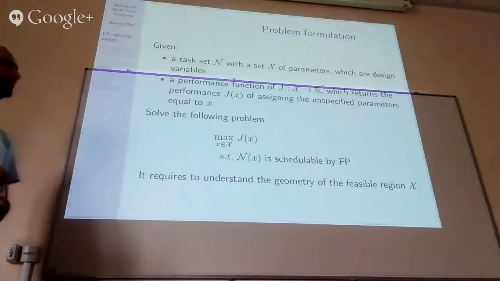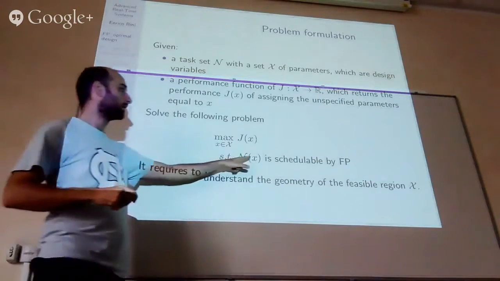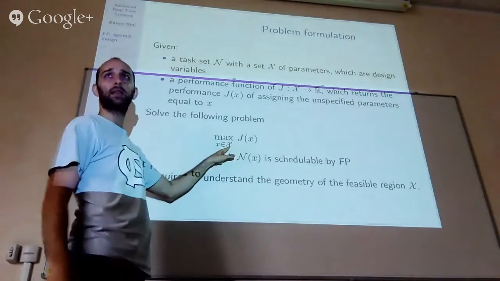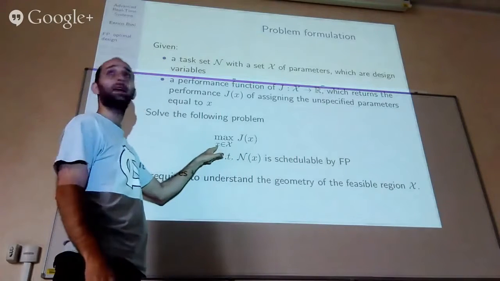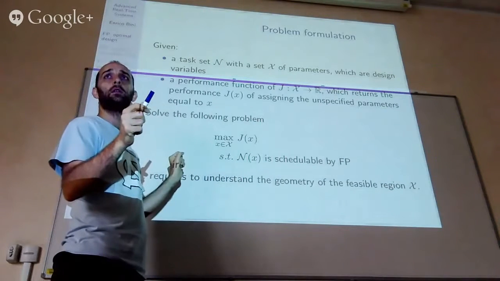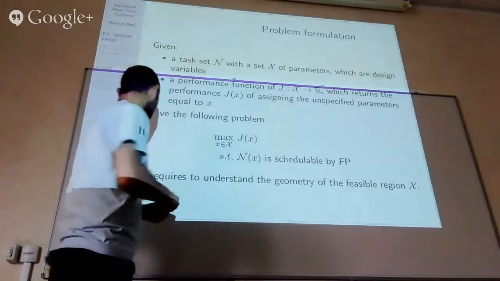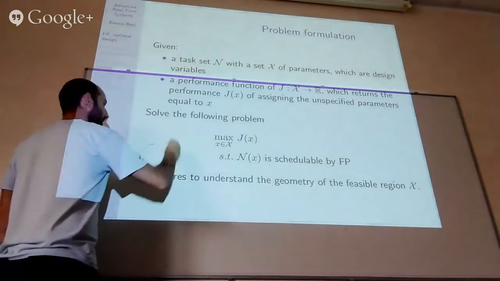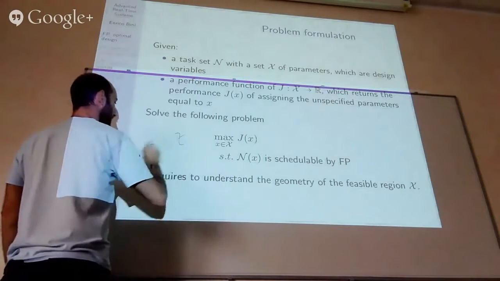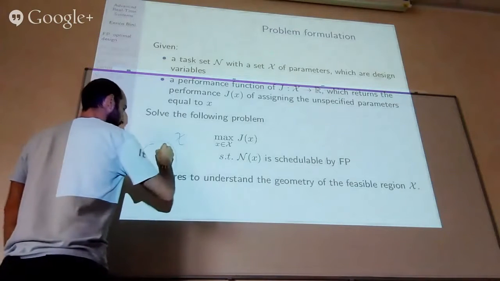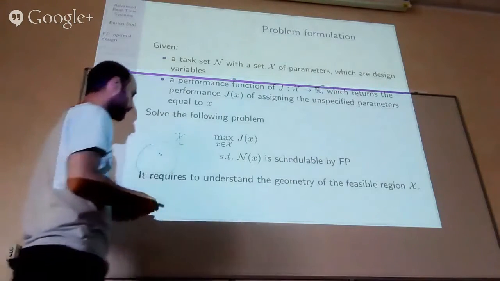Is X the parameter, or is it the Y? Big X is the set of parameters, and the small x is the tuple of parameters. So let's say this is big X, and this is small x.